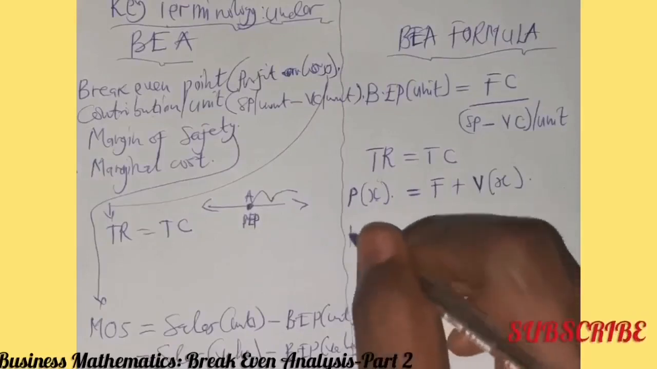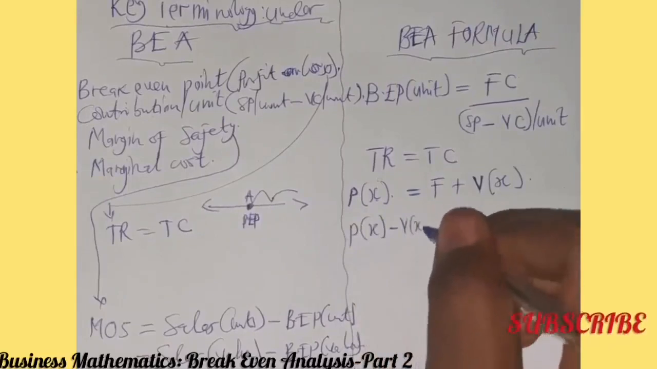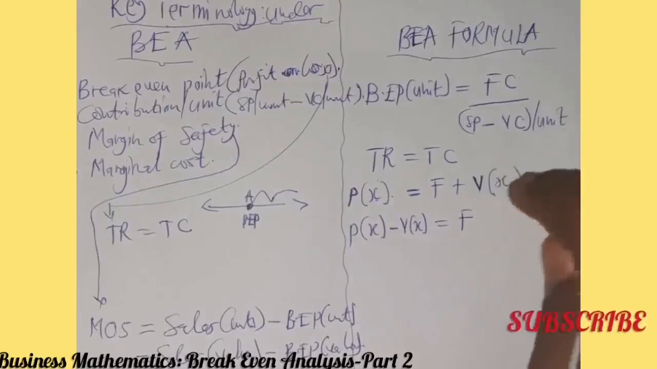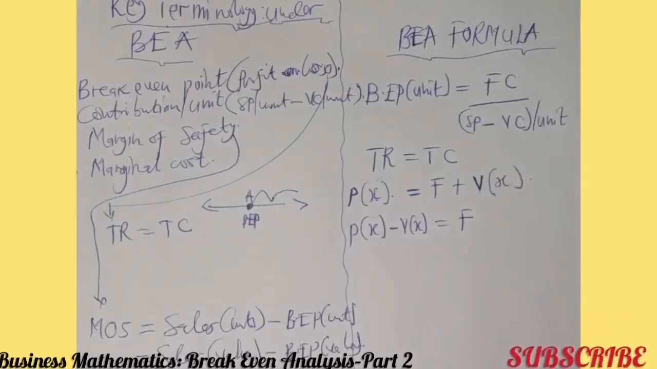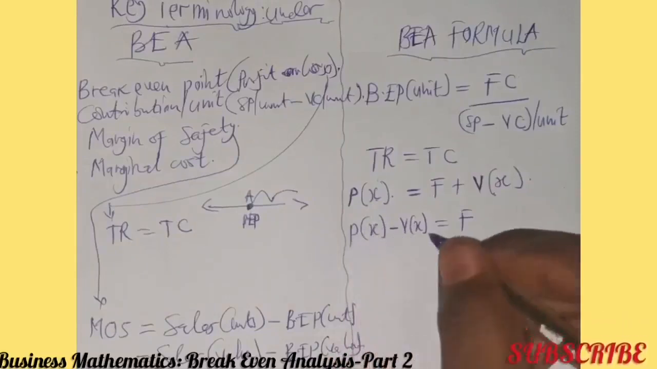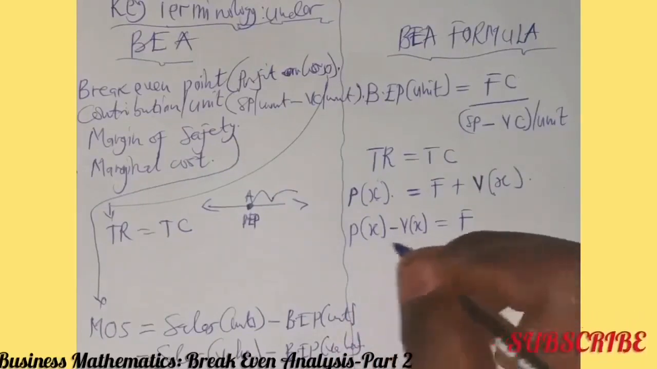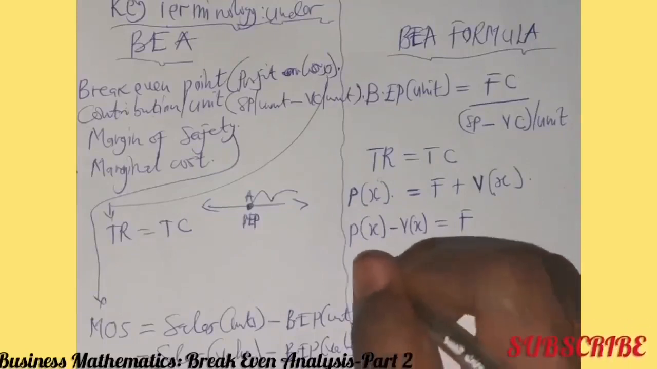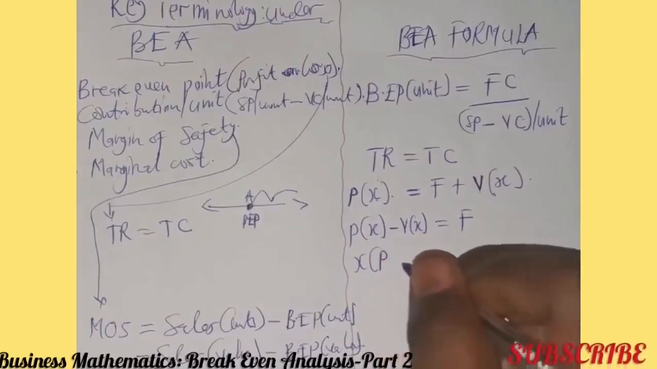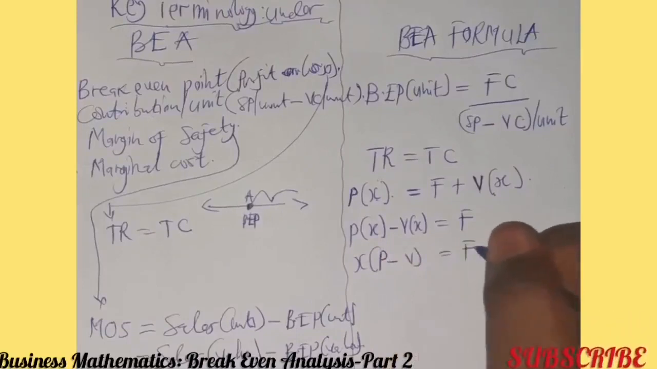So I can say that my total revenue minus my total variable cost will equal my total fixed cost. I just bring the V multiplied by X to join that of P X, which is the total revenue. Here, I'm going to look at the items that are common, and the common factor here is X. So I'll factor the X out. So X will be multiplied by P, then subtract V, then is equal to F. I hope that is clear.